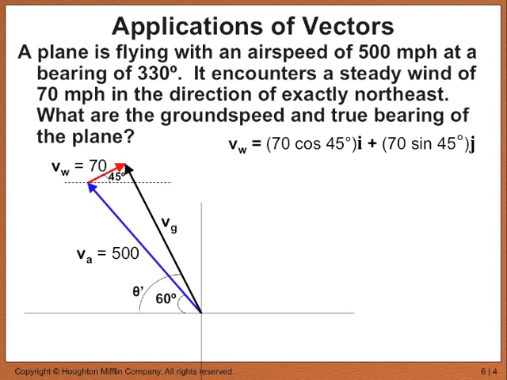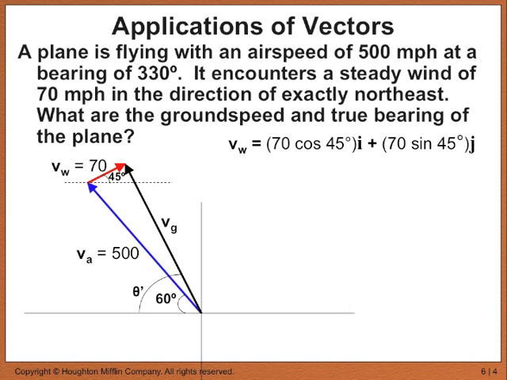Okay, let's look at the wind vector first. We have a horizontal component of 70 cosine 45 degrees. Of course, since cosine 45 degrees is adjacent over hypotenuse, and the hypotenuse is 70, well then, of course, the adjacent side, or the horizontal part, is going to be 70 times cosine 45 degrees. And similar logic governs our putting 70 sine 45 degrees before the j.